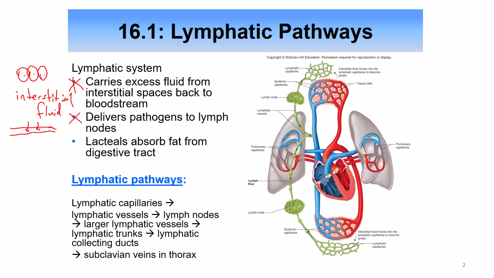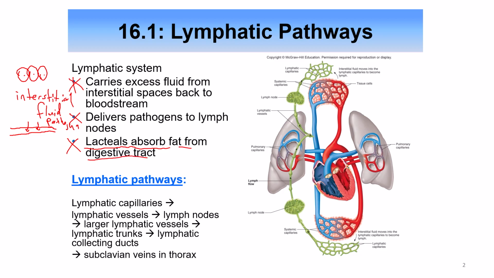Another function for the lymphatic system is that it takes the pathogens that may have been absorbed from this fluid to the lymph nodes. And so then the lymph nodes have a bunch of white blood cells that are going to help to destroy the pathogen. Another function is that there are these special lymph vessels called the lacteals. Now these are in the small intestine though, and they absorb fat that was consumed in the food that we eat.